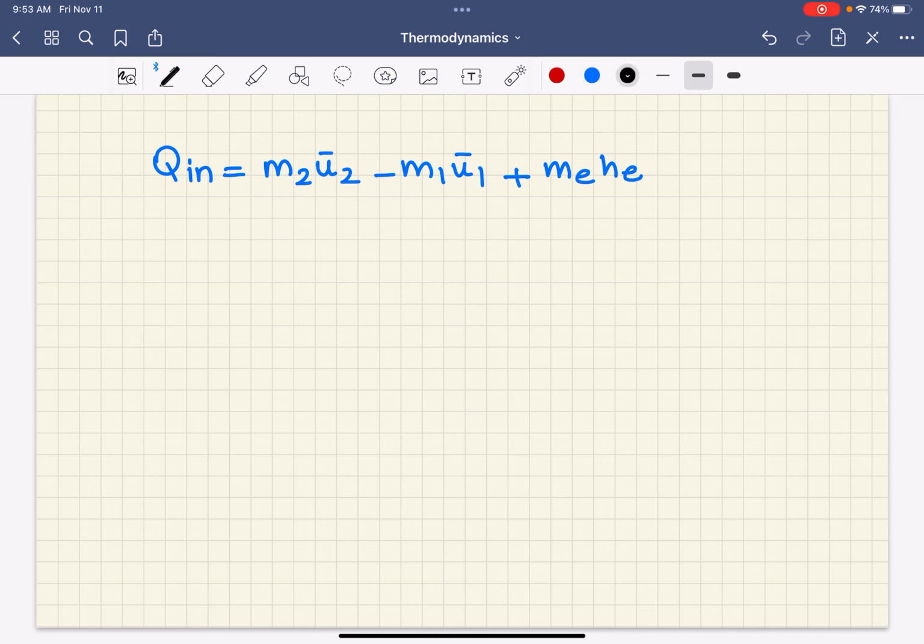Okay, looking at this equation, we are trying to find this term on the left hand side, and the right hand side. What do we know? We don't know this, we don't know this, we don't know this, we don't know the enthalpies, internal energies. So looks like we need to do some work, right?